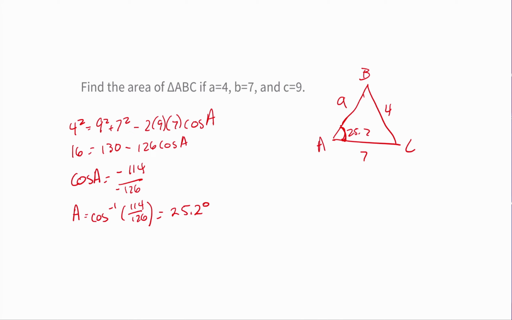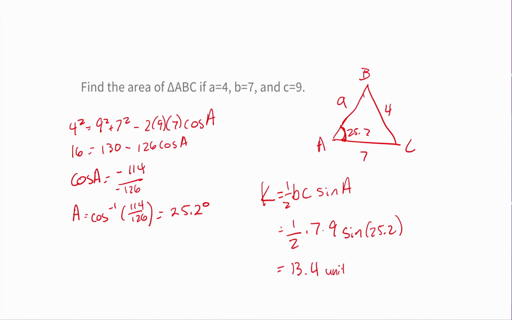Now we know an angle. We can do the area equals 1/2 BC sine A. So 1/2, B is 7, C is 9, sine of 25.2, and you plug all that into your calculator, and you get an area of 13.4 square units.